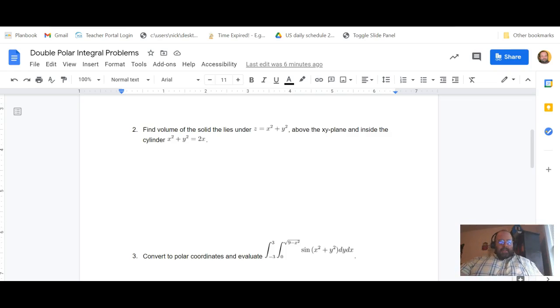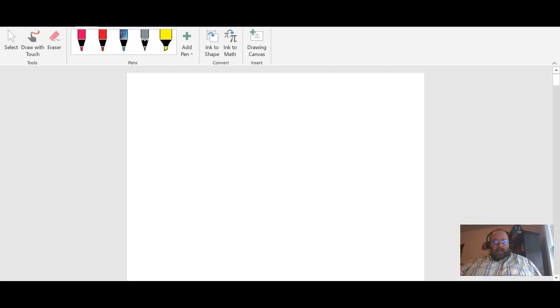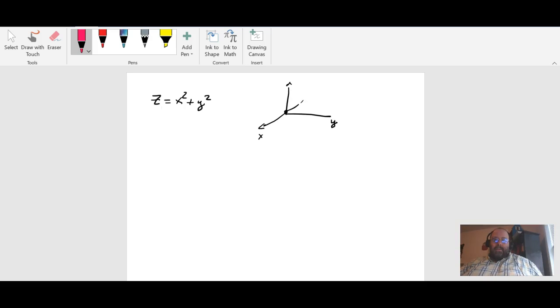Okay, so the roof in this problem we saw was z equals x squared plus y squared, which we said is going to look like this. It's going to start here at 0. It's going to make its way up as a parabola in all 4 directions and kind of give you a bowl type shape.